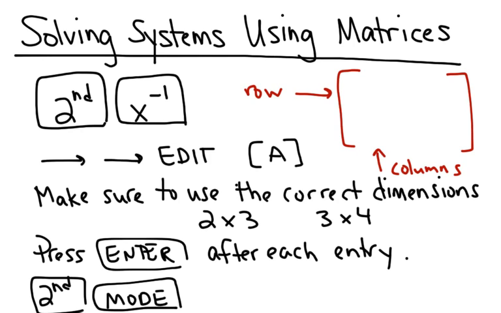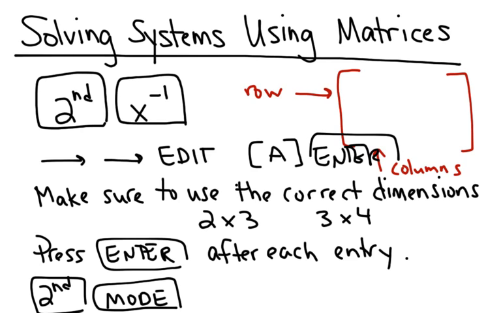In order to solve a system using matrices, we need to use our graphing calculator. The function for matrices is under second x negative 1, which is on the left-hand side of your calculator. Then when you go to the matrix function, you arrow twice to the right to edit, and we're going to put our matrix into A. And you just hit enter.